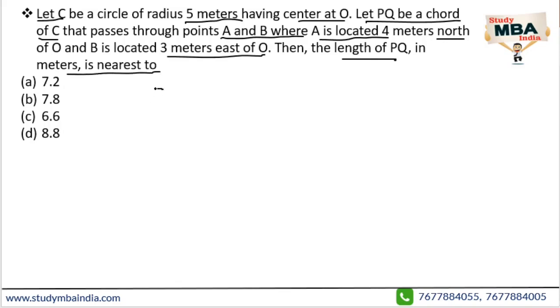So let's take a circle and the center of the circle is O. Here it is mentioned that B is 3 meters east of O. So let us say here is point B, this is 3 meters, and A is 4 meters to the north. So A will be here, 4 meters to the north, and it is mentioned that PQ is basically crossing through A and B.